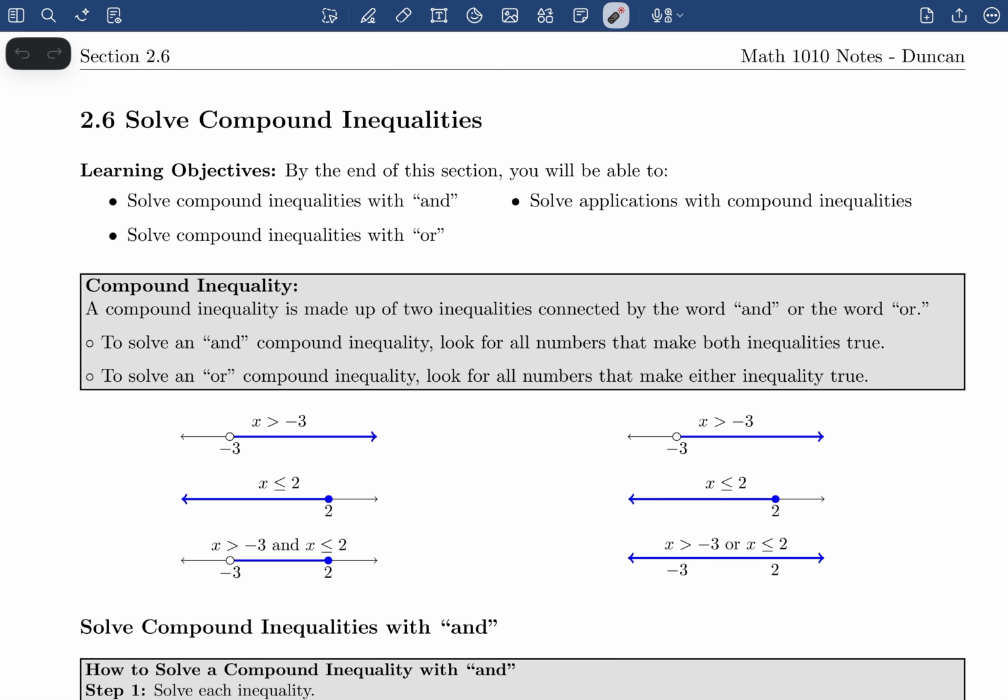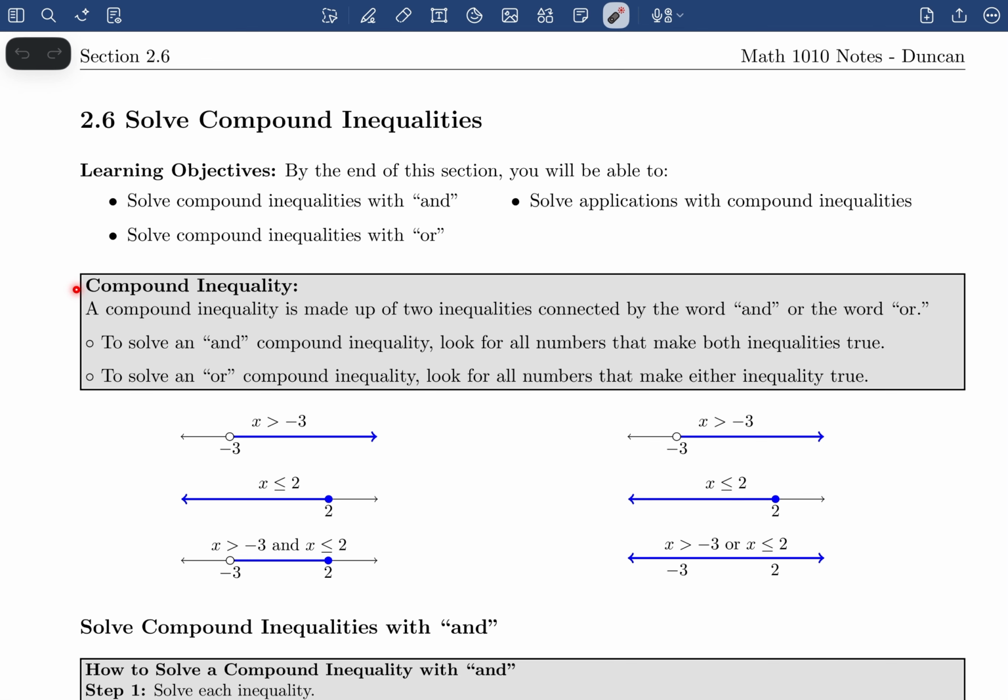In the last lesson, lesson 2.5, you learned the basics of solving linear inequalities. I'd refer you back to that lesson to make sure that you have those skills before you proceed. But if you've already got those skills, let's move forward.